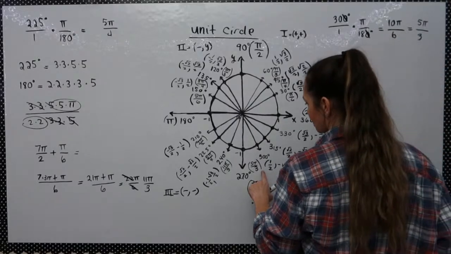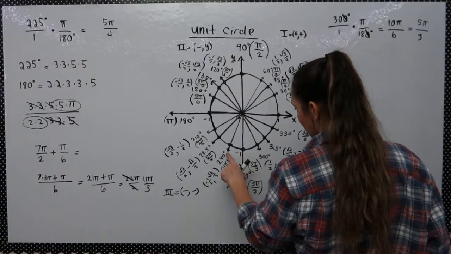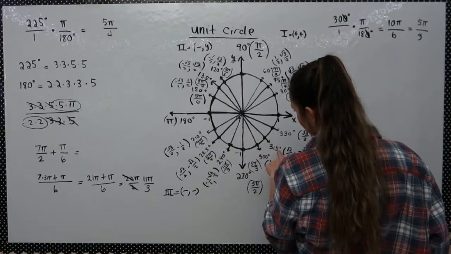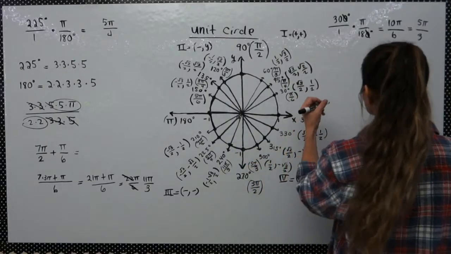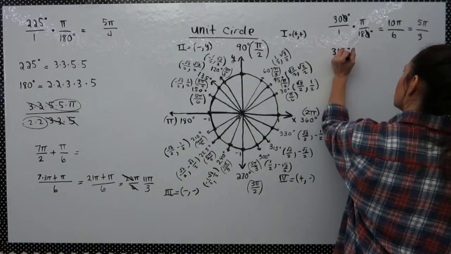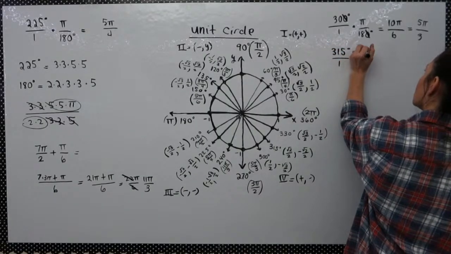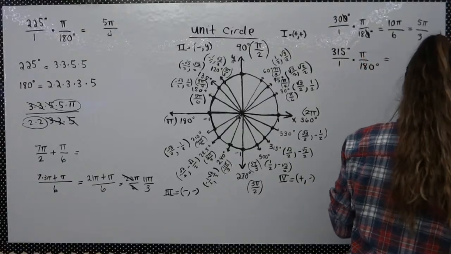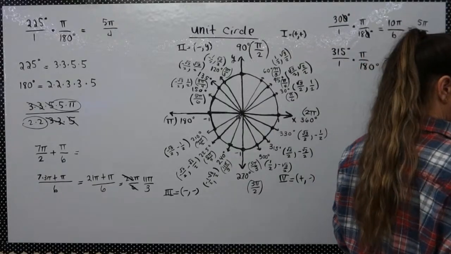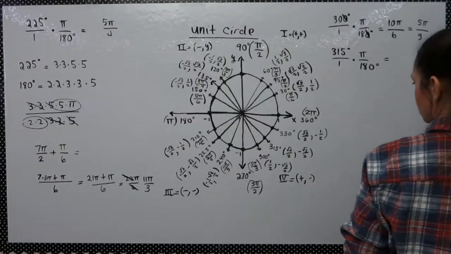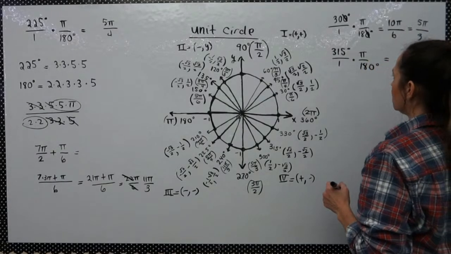And then 315 over 1 times pi over 180. And I'll try and figure out what it was that I was doing wrong. Oh, I'm already over an hour. Let me finish and then we'll end it.